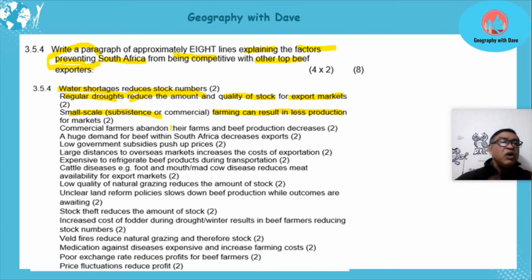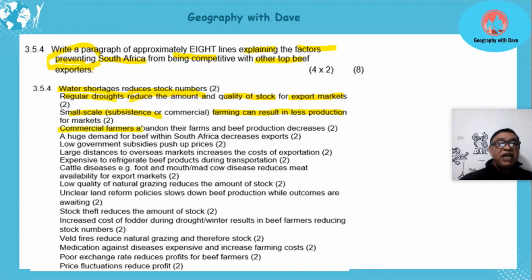You don't just write water shortages and that's it. No, it says explain. Water shortages reduce stock numbers. Regular droughts reduce the amount and quality of stock for exports. Can you see? You have to explain it fully, learners. That is the important thing.